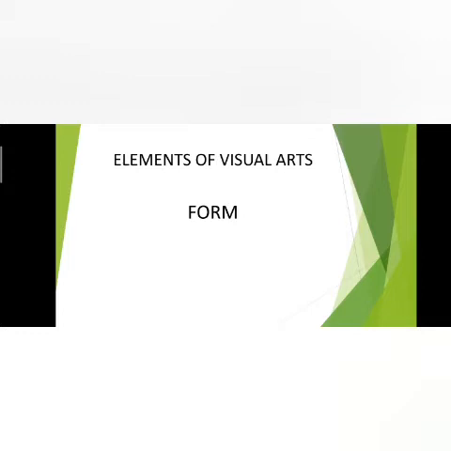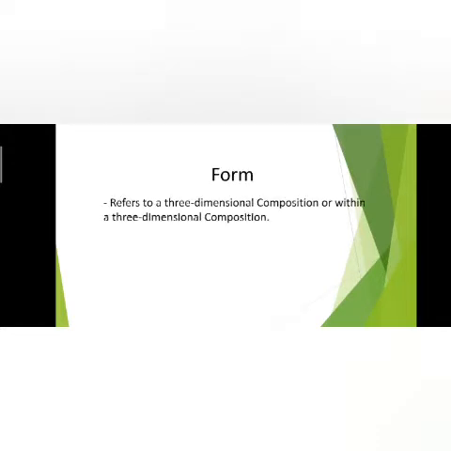Hello guys, in this element, I will discuss to you the form as an element of visual art. So form refers to a three-dimensional composition or something within a three-dimensional composition. Like shape, form has length and width, but also has depth. When a shape acquires depth and becomes three-dimensional, then it takes on form. Cylinders, pyramids, and spheres are some of the more common forms, though they can also be amorphous. In sculpture, form is of the utmost importance, though it can easily be introduced into drawing and painting using 3D art techniques.